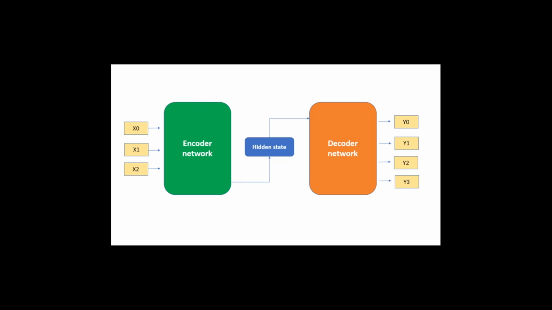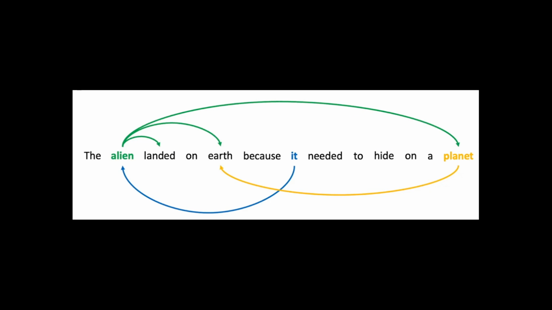Here is the idea of self-attention. Certain words in a sequence are related to other words in the sequence. Consider the sentence: the alien landed on Earth because it needed to hide on a planet. If we were to mask out the second word, alien, and ask a neural network to guess the word, it would have a better shot because of words like landed and Earth. Likewise, if we masked out it and asked the network to guess the word, the presence of the word alien might make it more likely to prefer it over he or she.